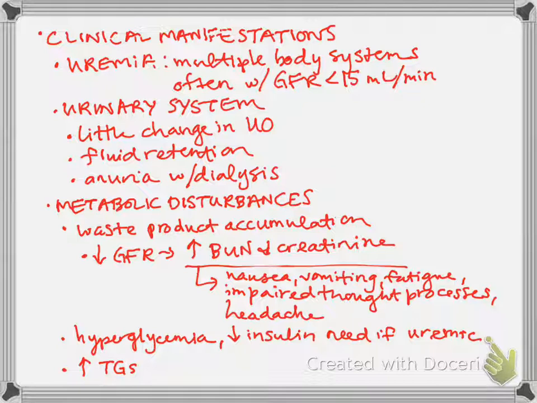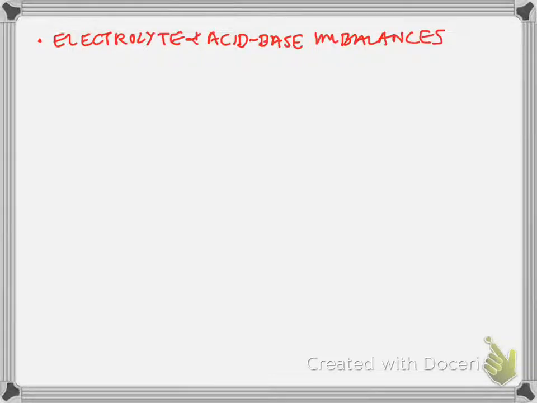In terms of electrolyte and acid-base imbalances, with potassium, we know that becomes elevated because of decreased excretion by the kidneys, breakdown of cells if there's any cellular trauma, and metabolic acidosis. At levels around 7 to 8, that's when the patient may experience a fatal dysrhythmia, so we want to keep that potassium within 3.5 to 5.